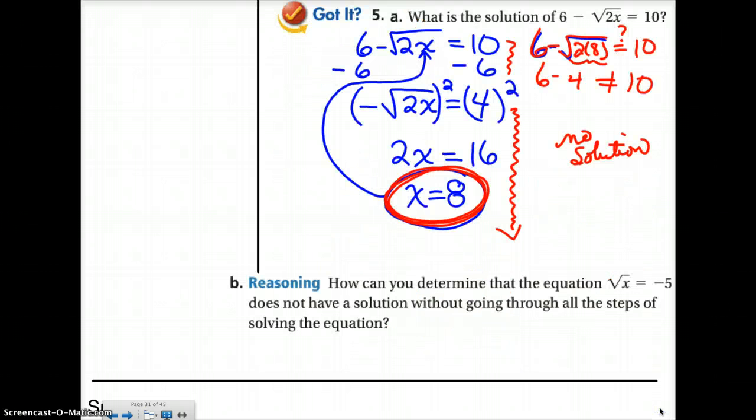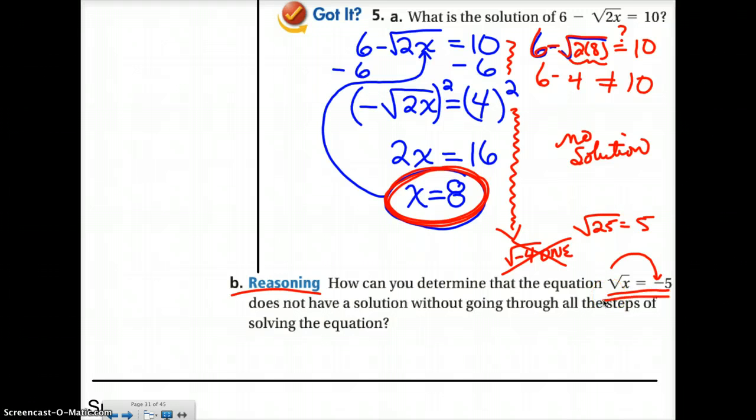All right, so for part B, this is kind of good, the reasoning question here. How can you decide that that doesn't have a solution without going through all the steps? And it's because right here, when you square root any number, you cannot get a negative. Square root of negative numbers don't exist. Okay, there's no such thing. You can't do a number times itself and get a negative. And the square root of positive numbers are always just positive. So this is not possible.